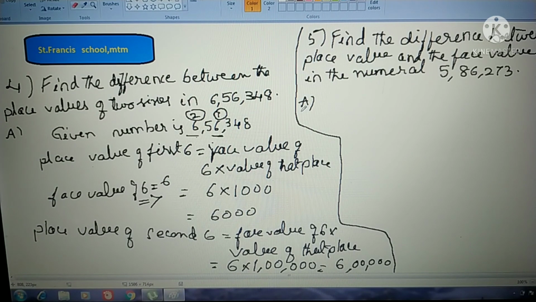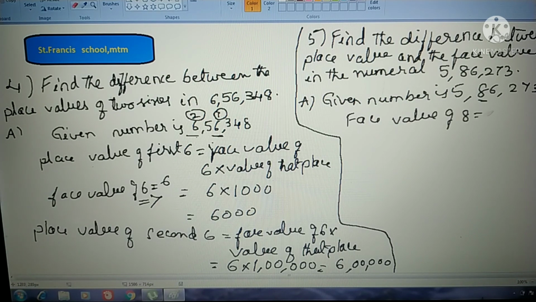Now here, see the fifth question. Find the difference between the place value and the face value of 8 in the numeral 5,86,273. Okay, so we have to find out the place value and face value of 8, and after that, we have to find out the difference between these two. First, what is the given number? Given number is 5,86,273. Where is 8? Here. Which position? 10,000 position. Now first write down the face value of 8. Face value of 8 equal to 8 only.